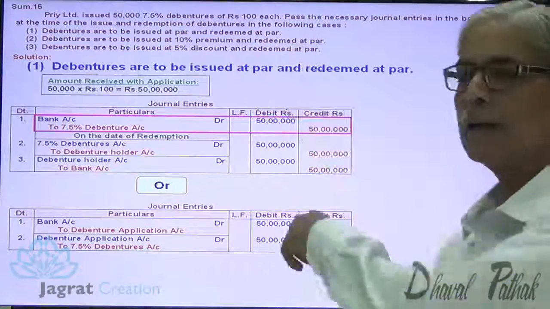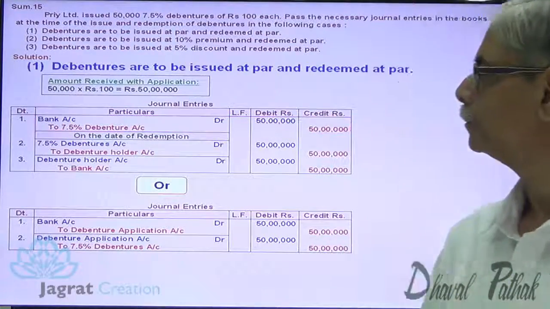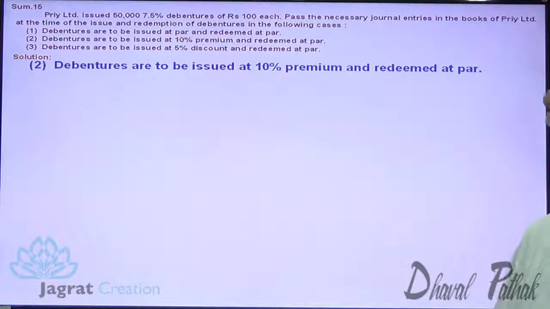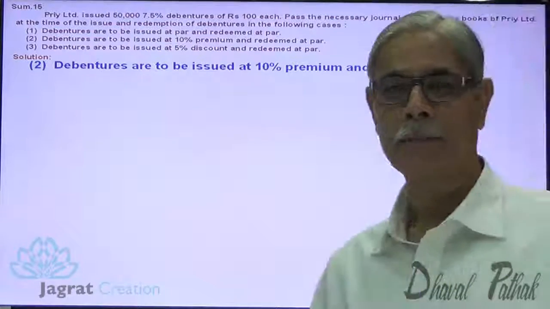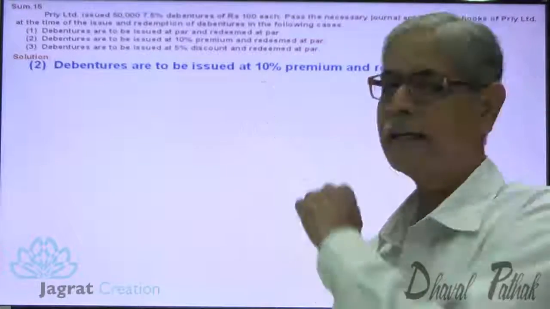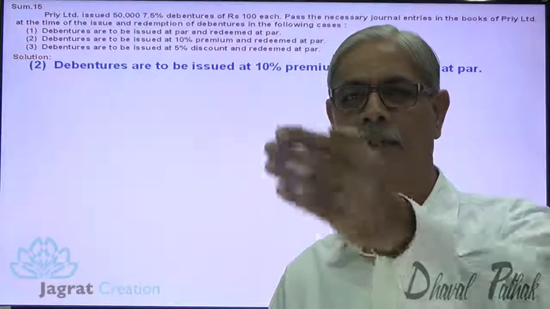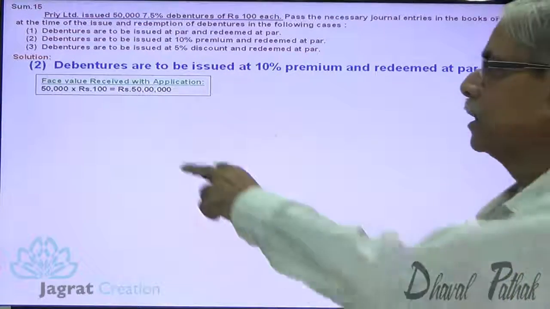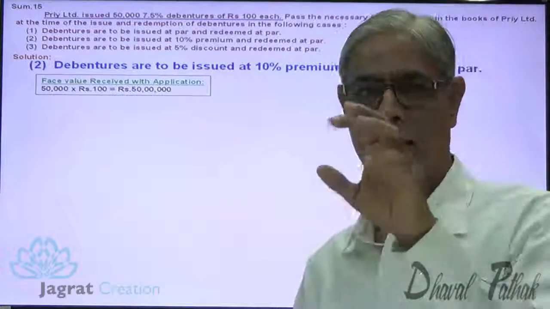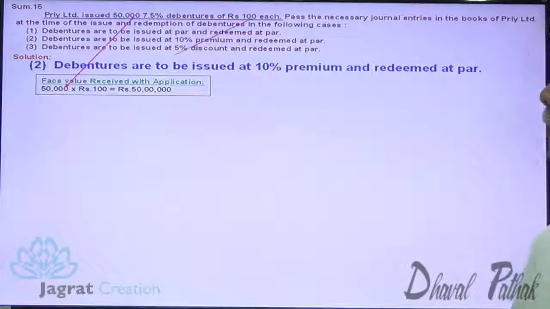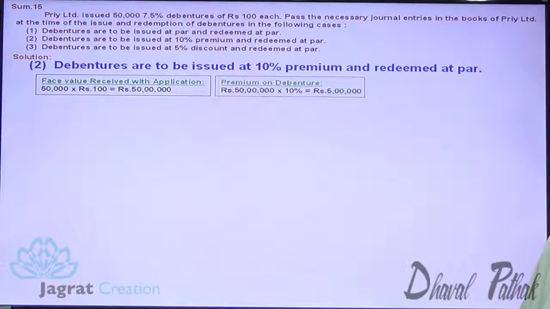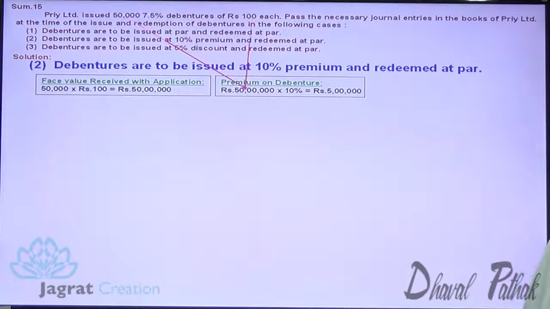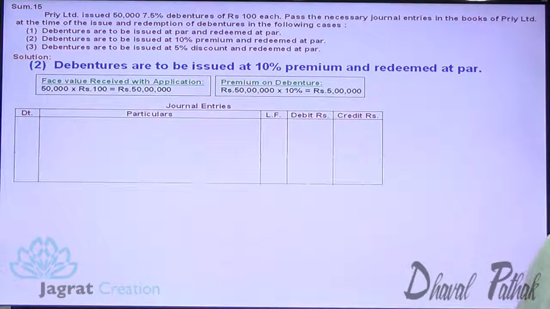Now, let me consider the second option. Debentures are issued at 10% premium, redeemable at par. Issued at 10% premium, so we got 10% more at the time of issue. The face value received with application is 50 lakhs. The 10% premium received is 5 lakhs. So the total amount received is 55 lakhs.